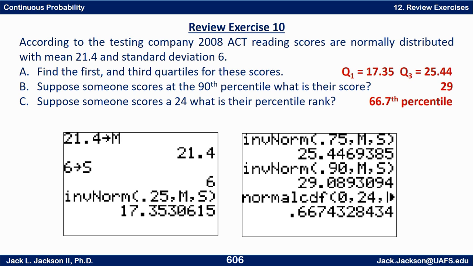And so it's normal CDF 0, 24, comma, M, comma, S, which is about 66.667, or the 66.7th percentile.